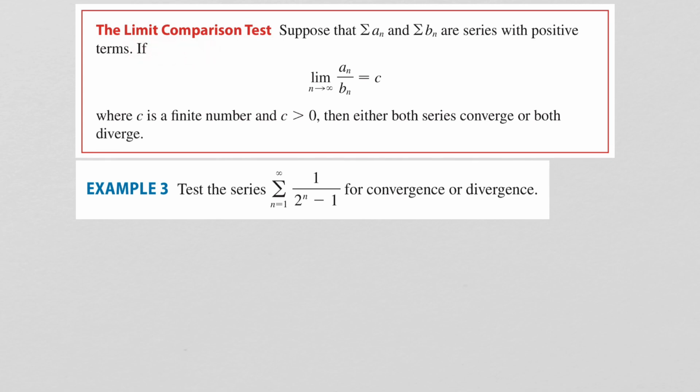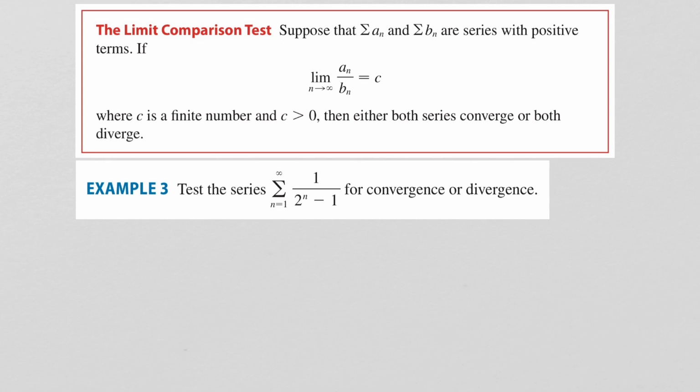And it says, suppose we have two series that both have positive terms. If the limit of the nth term of one series divided by the nth term of another series is equal to some number c, where c is a finite number, meaning it cannot be infinity, and also c is positive, then either both of the series converge or both of the series diverge.